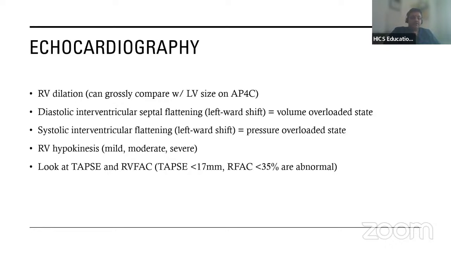You can also look at the systolic interventricular flattening, where the interventricular septum shifts to the left during systole, which reflects a pressure overloaded state. So if you want to know whether the RV dysfunction is due to pressure or volume, you should know in which phase of the cardiac cycle the septum is shifting towards the left side. You can also identify right ventricular hypokinesis, and you can also look at the TAPSE and other parameters like the fractional area change in the right ventricle, which we will discuss in the next few slides.